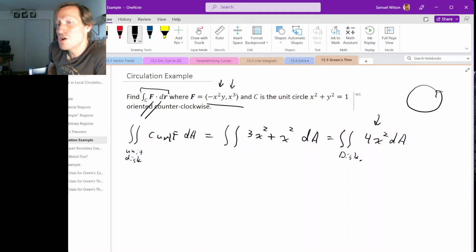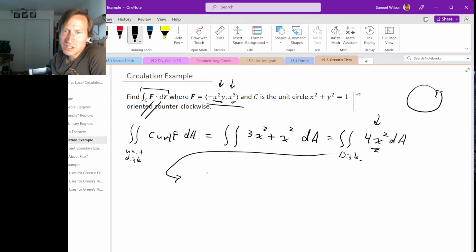Doing it this way doesn't totally get us away from having to deal with sines and cosines, because I think the easiest way to compute this integral over this disk would be to use polar coordinates, which is what we'll do. But this integrand is just so much simpler than the integrands coming from this line integral would be. So this still is going to be easier.